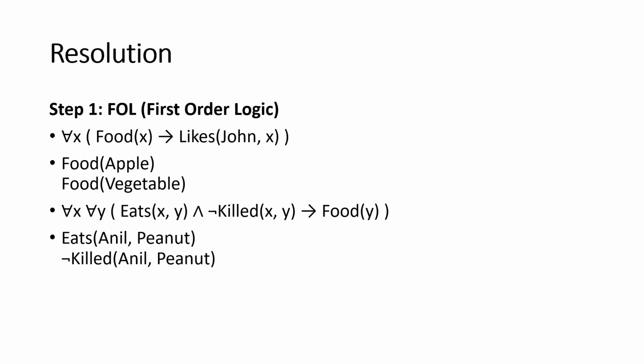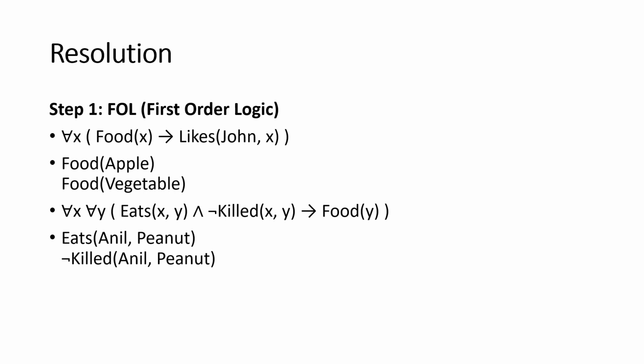So for all x, for all y, we are just going to use the notation x and y, and eats of x comma y, that can be with the notation and, that is not killed from the food. So not killed, we are just going to use the symbol called negation, killed of x comma y, followed by food of y. So this will be the statement for converting the particular sentence into FOL, that is, anything anyone eats and not killed is a food.